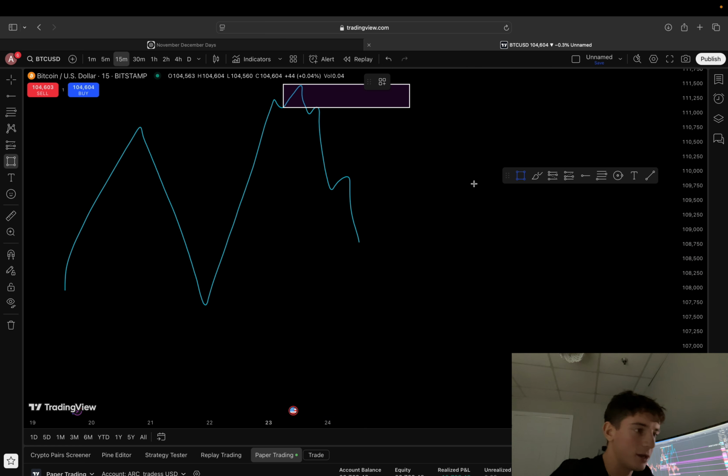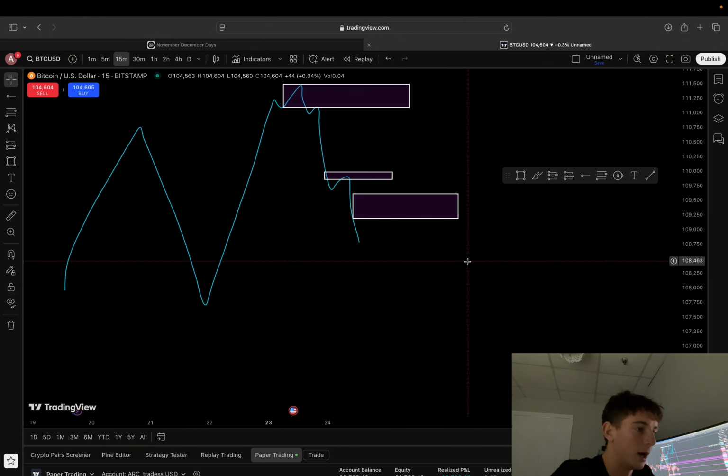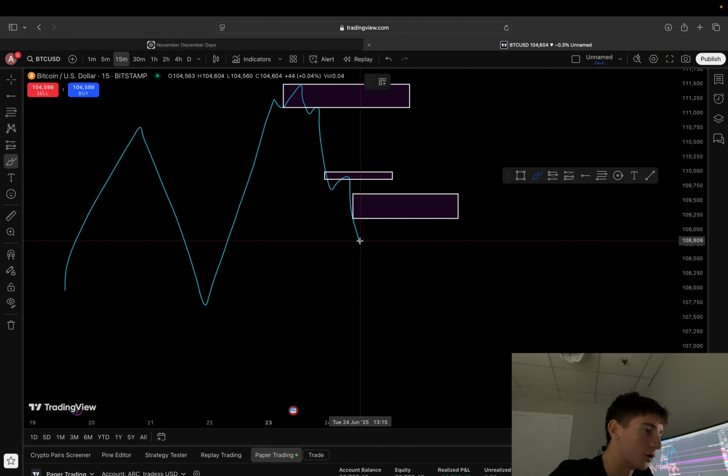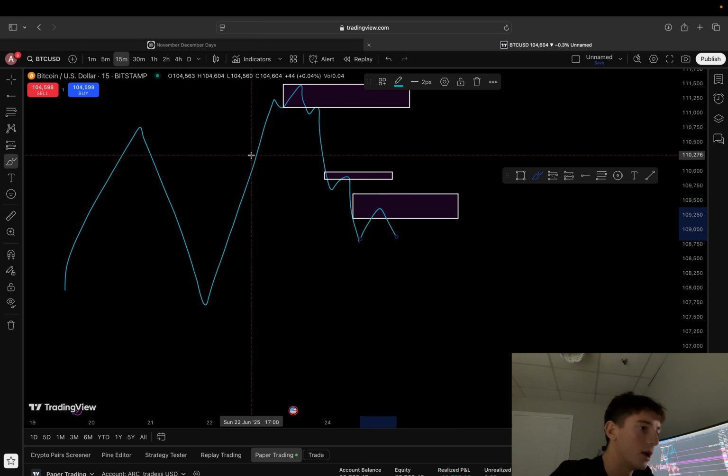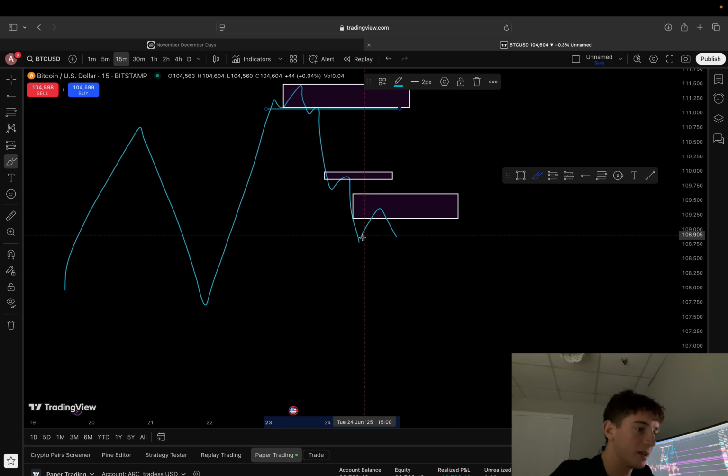We have a fair value gap here that we retest to, and then let's say we have another one forming here. Since we're in a new trend due to the break of structure, price is most likely going to seek out these imbalances right here on the way down.